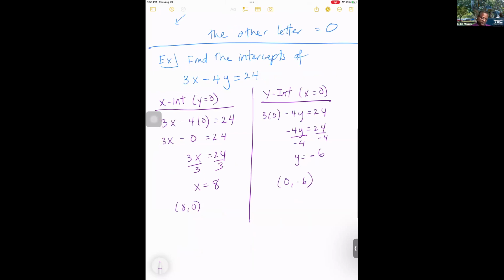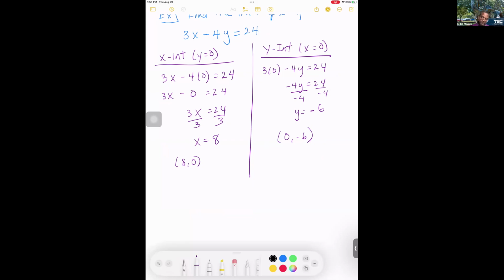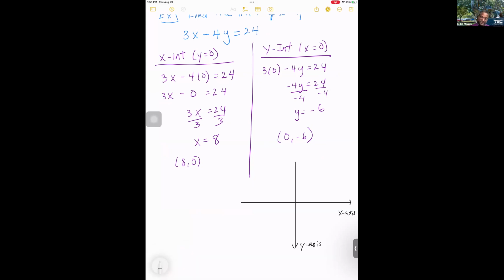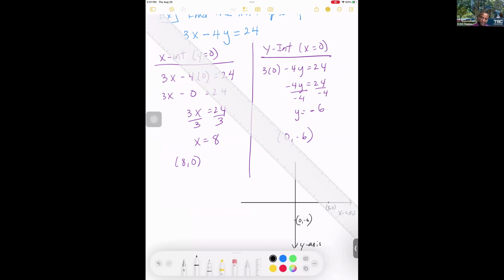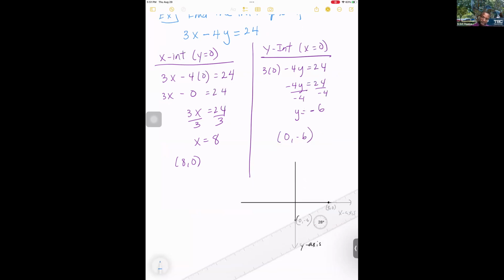Now that I have this right here, it becomes not that hard to graph the function. Plot your axes. You have your y-axis. You have your x-axis. x equals 8, so this point right here is going to be (8, 0). y equals -6, so you have this point right here that's going to be (0, -6). And then you just draw your line that goes through those two points. And there you have it. You have the graph of the function. So this right here is 3x minus 4y equals 24. Questions there?